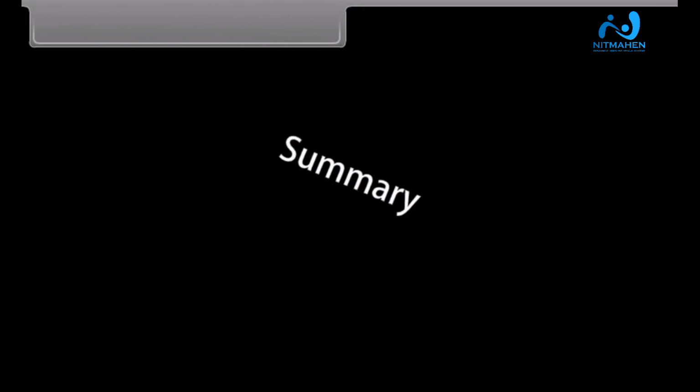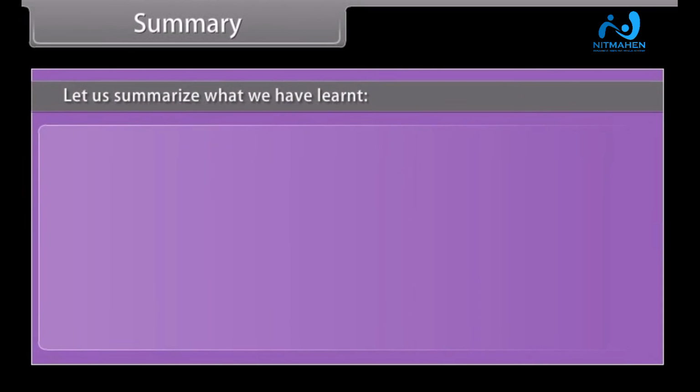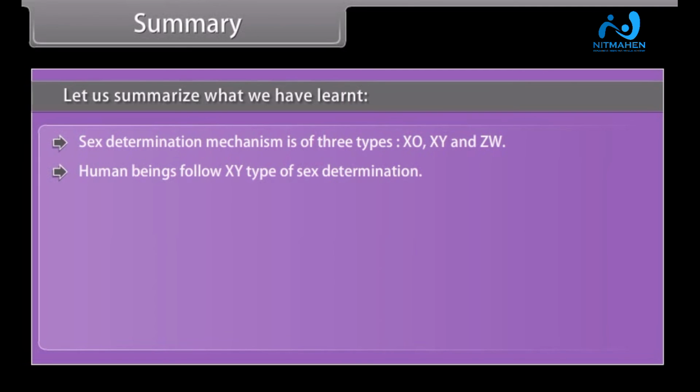Summary. Let us summarize what we have learnt. Sex determination mechanism is of three types: XO, XY and ZW. Human beings follow XY type of sex determination. Mutation is defined as change in the genetic material.